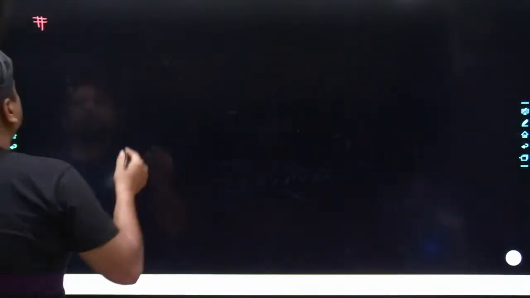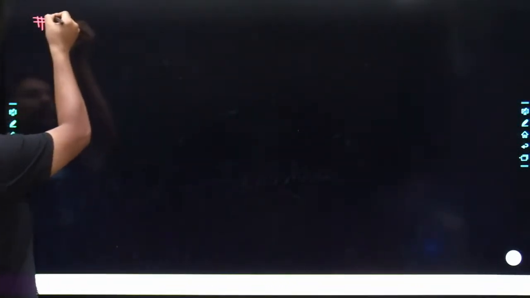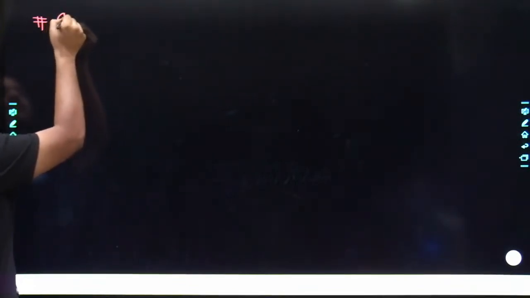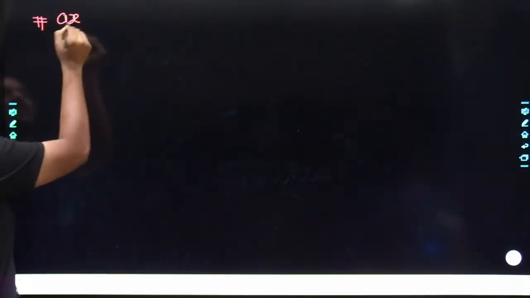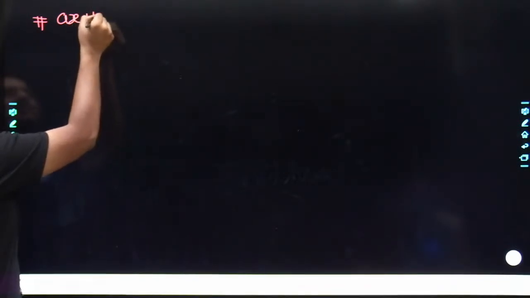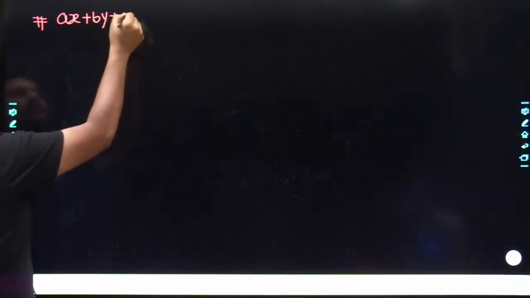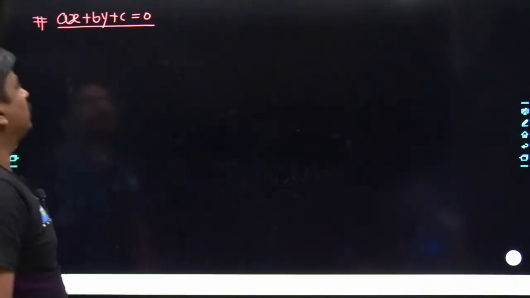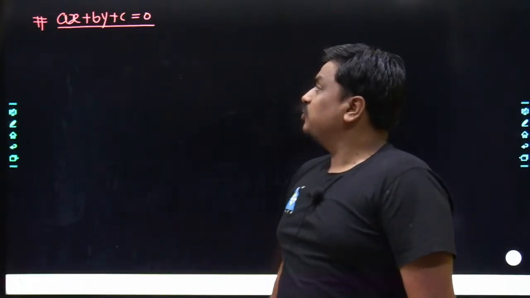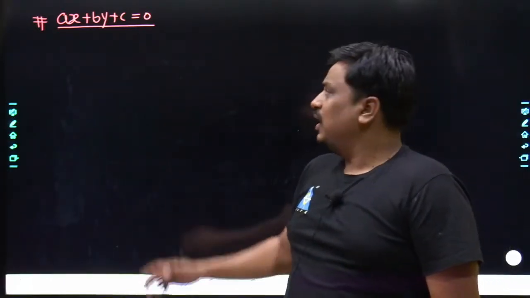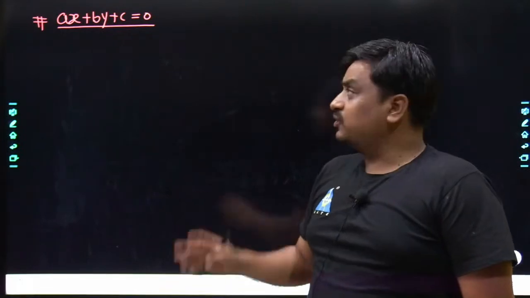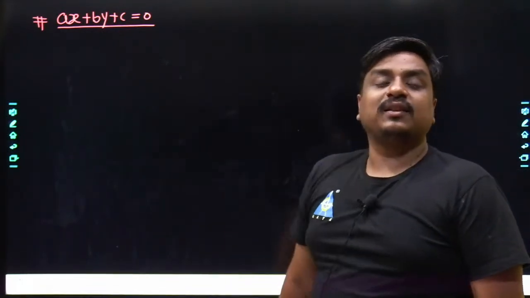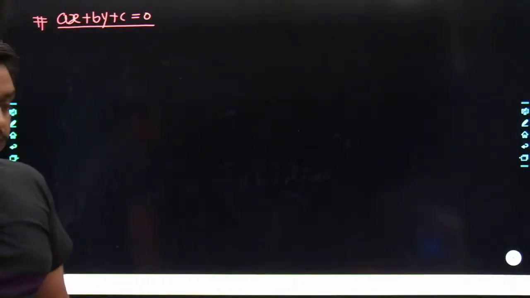The next pattern of writing the straight line could be ax plus by plus c is equal to 0. I repeat, the next format to write the straight line in the 2D plane can be ax plus by plus c equals 0, and this format was introduced when we were discussing in class 9th or class 10th.